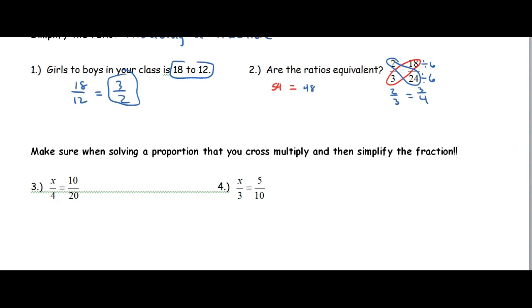Now, if we come up with two ratios that are equal, say 3 to 2 equals 15 to 10, are these equal? Well, if you reduce 15 over 10, you would get 3 over 2. Or notice here, because these are equivalent, the cross products end up being equal. And we use this to help us solve proportions.